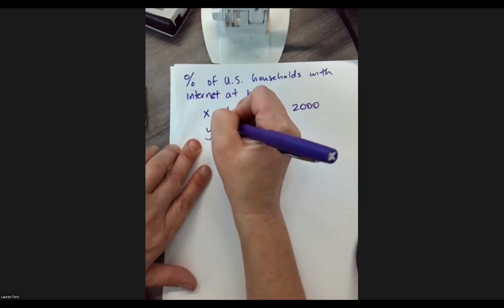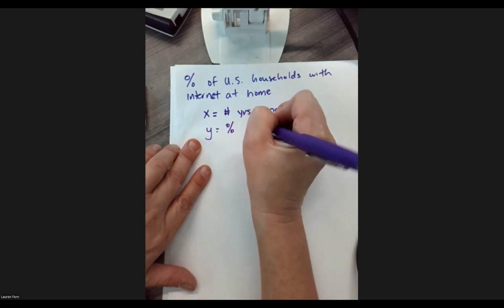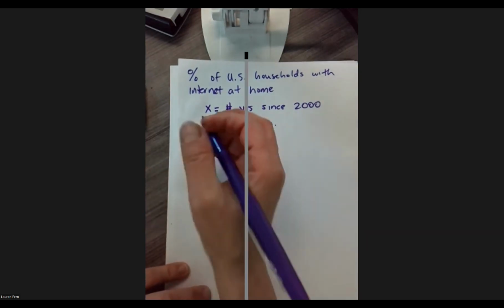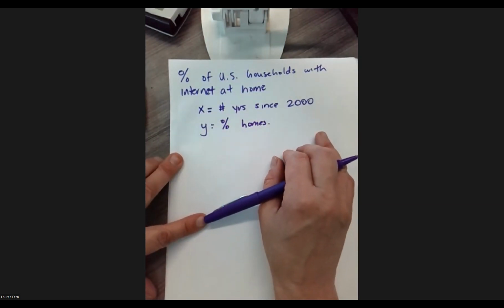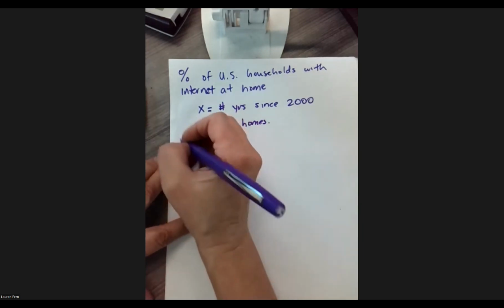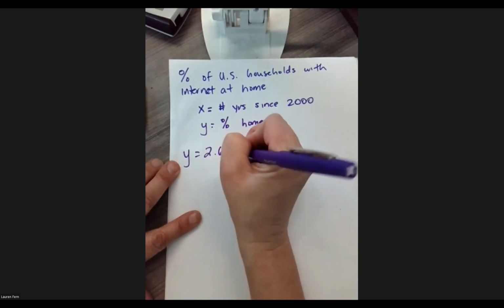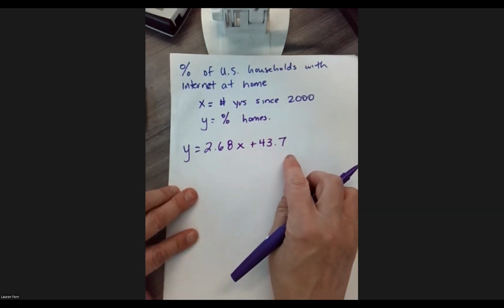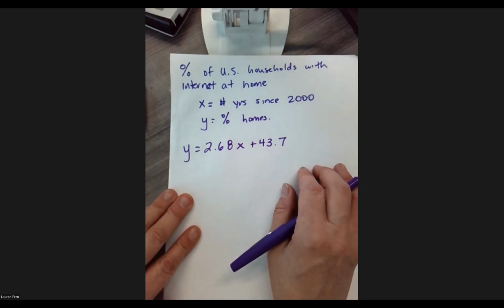And I'm going to let y represent the percentage of homes. Okay, I'm going to tell you that suppose we collected a bunch of data, and we found that the line that best approximates this data is as follows. And again, in this section, I will always give you the line. I promise. Technology can do this. We don't need to in this particular class.